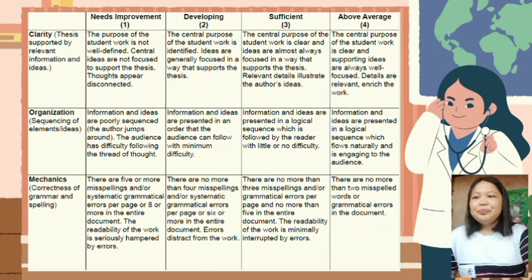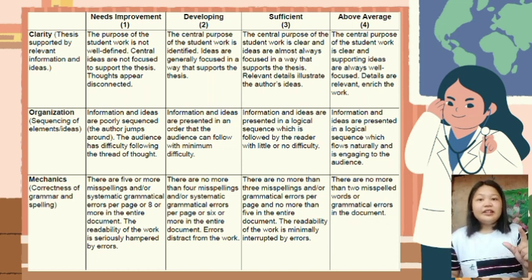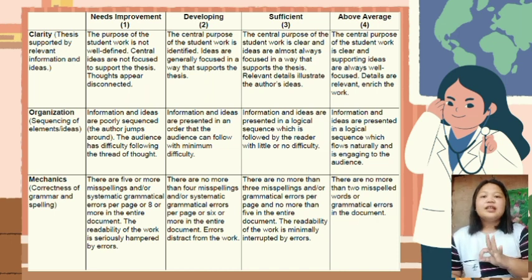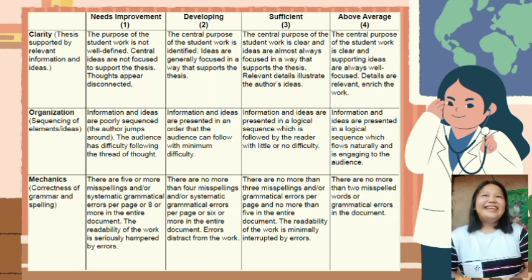So this is an example of the analytical scoring rubric. So that's how you construct an analytical scoring rubric. Now that's the 3 steps, the 3 important steps. So what are those? Step 1 is to determine the criteria of judging. Example, there's content, organization, and mechanics.